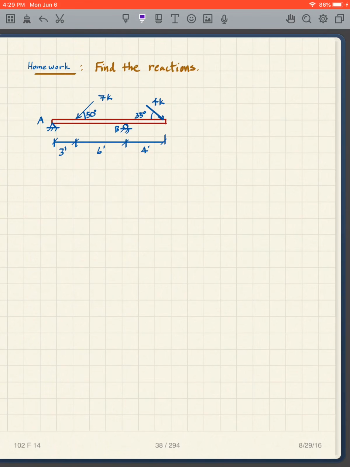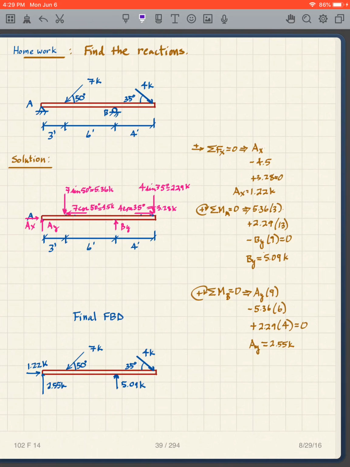Okay, so I want you to do this one. So this is find the reactions, and go ahead and pause the video and do this one. Okay, so you should be getting quick at this. This is going downward to the left. This is going downward to the right.